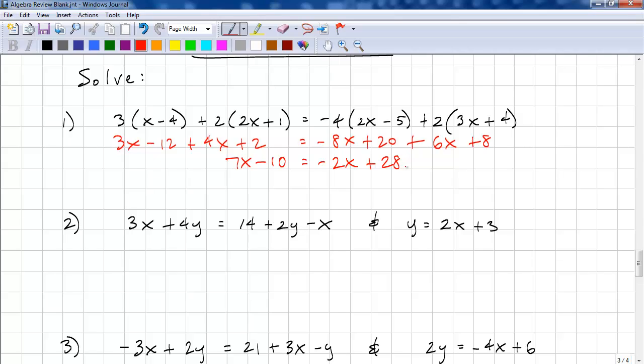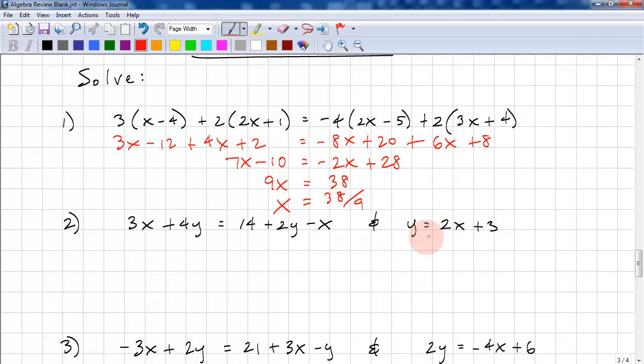Now we're going to do the inverse of negative 2, so that's positive 2, that's plus 7x, that's 9x. We have negative 10, so that becomes positive 10, plus 28 is 38. So our answer is 38 over 9. Recall that we're dividing 9 on both sides.